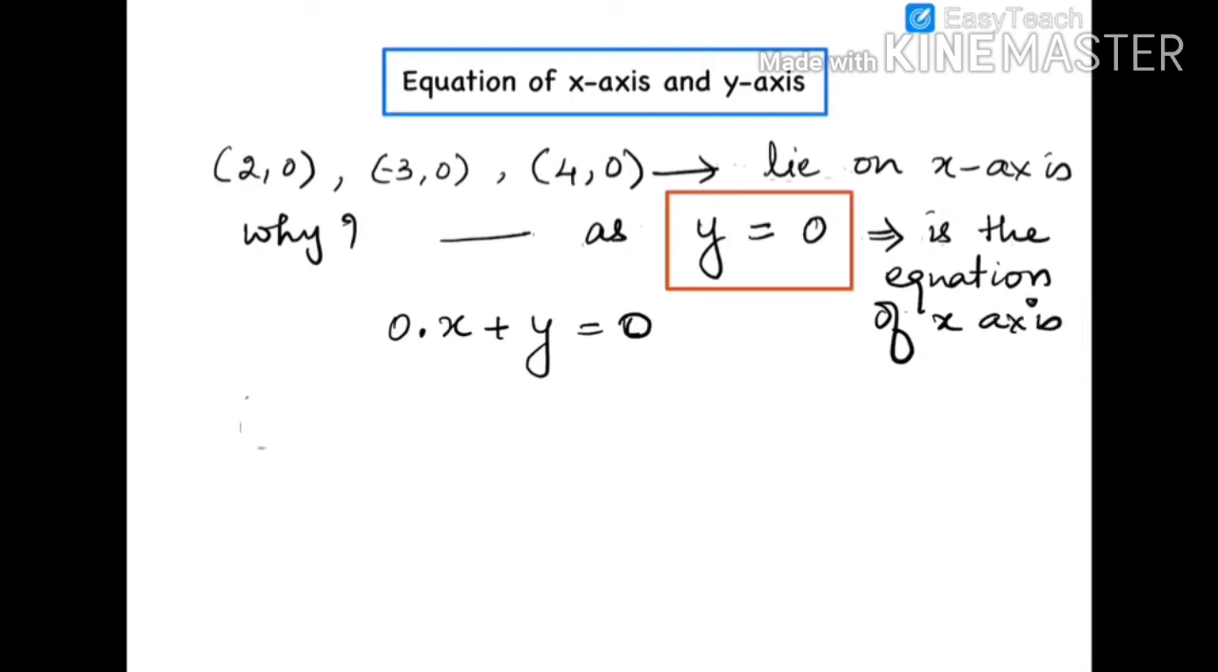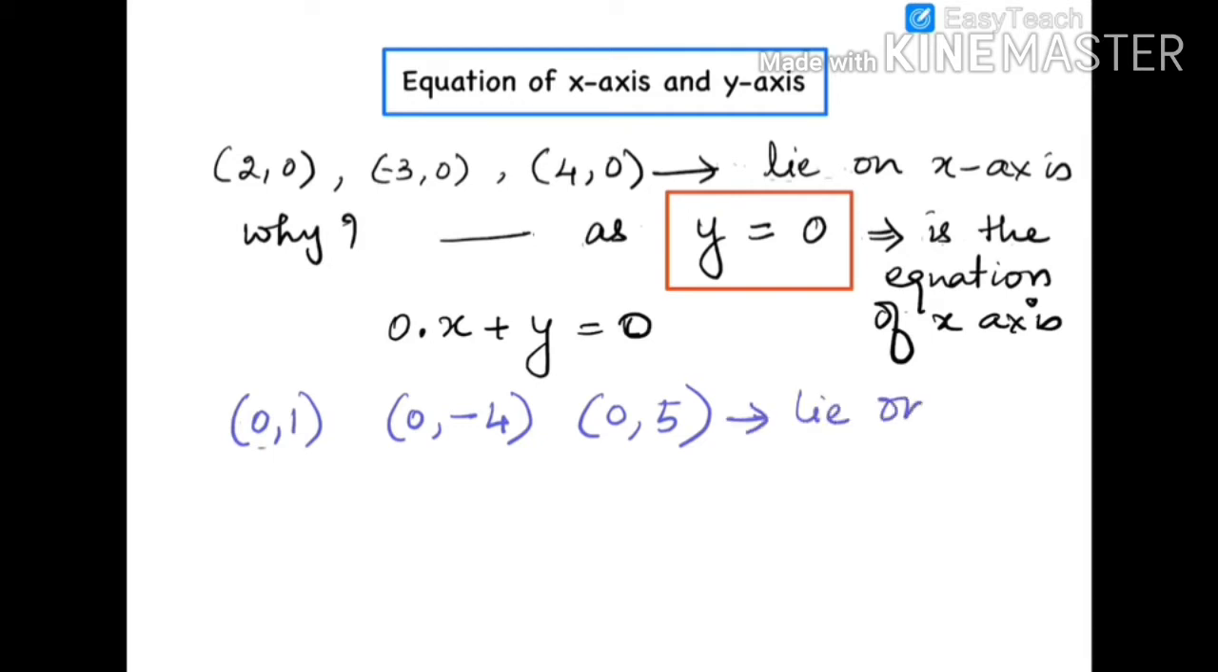Likewise, let's consider points (0, 1), (0, -4), (0, 5). Where do all these points lie? If your answer is y-axis, then you are right. These points lie on the y-axis. Why? Because these points have their x-coordinate 0.